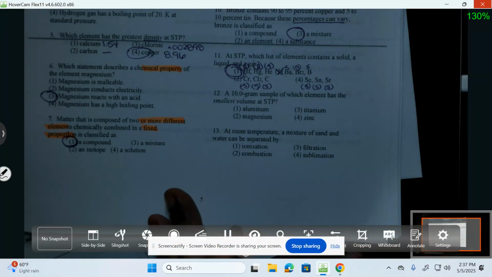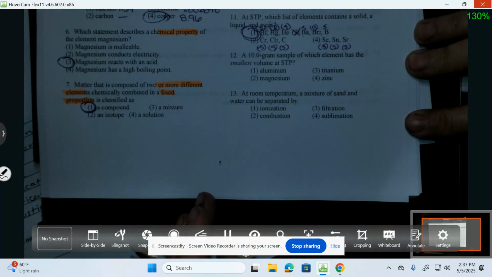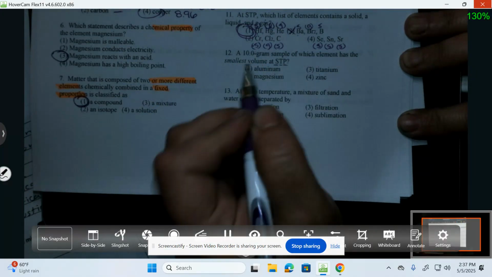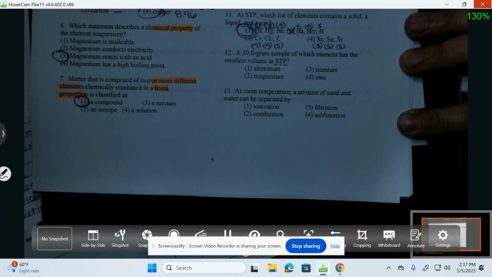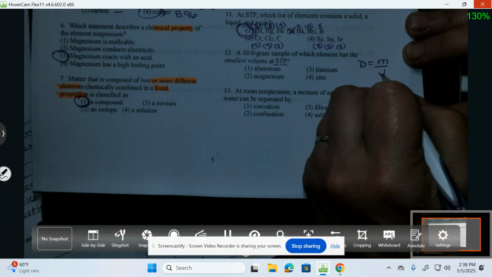Don't be afraid to write on your paper. A 10-gram sample of which element has the smallest volume at STP? Okay, they're all 10-gram samples. We want the smallest volume. Standard temperature and pressure. How do you do this one? Got to look at the densities. They gave us mass, density equals mass over volume.